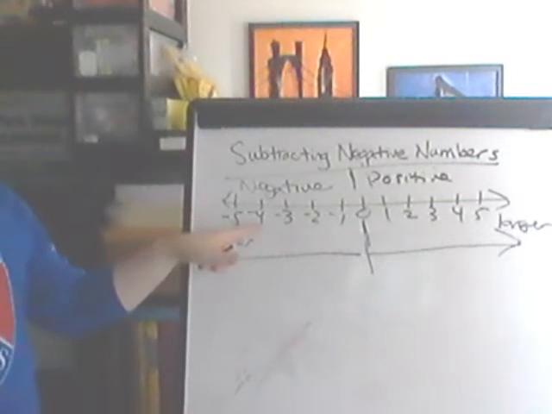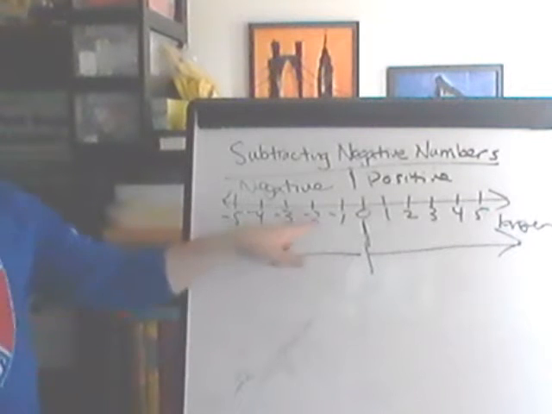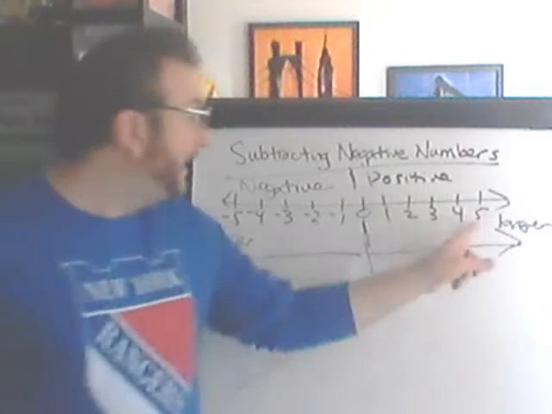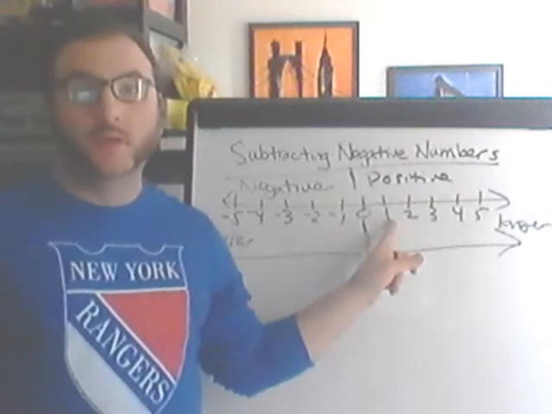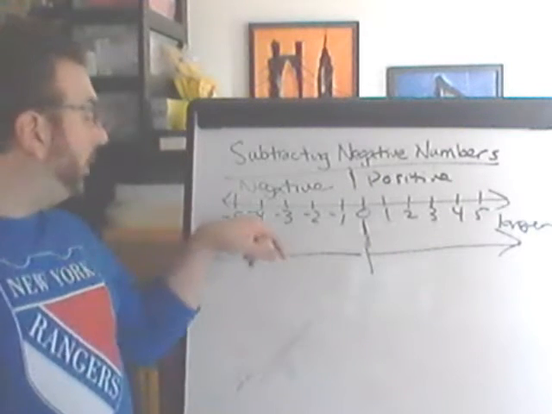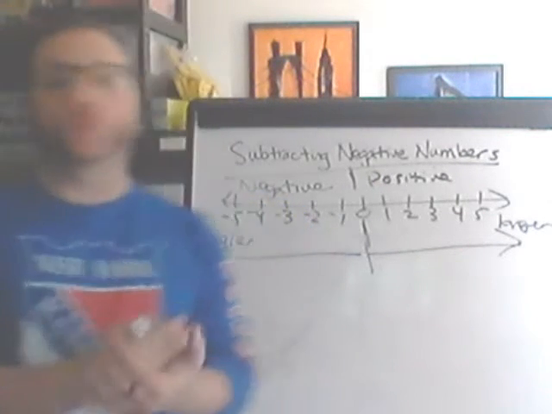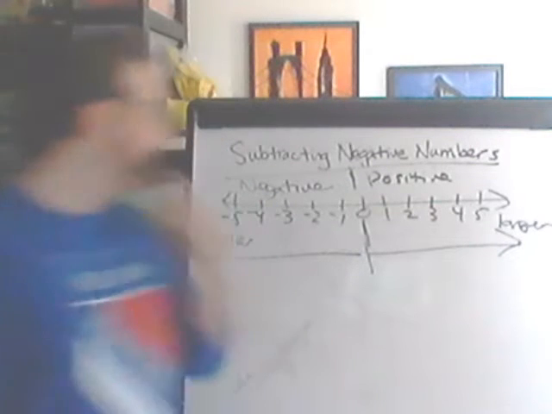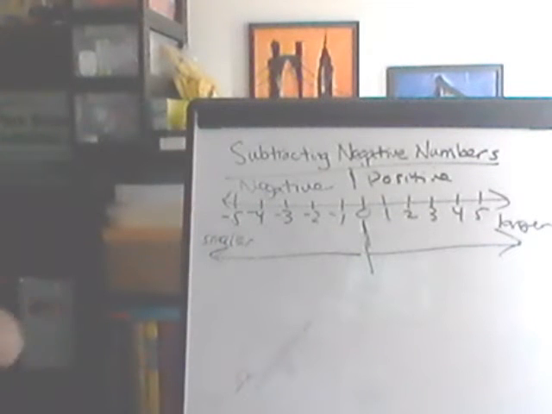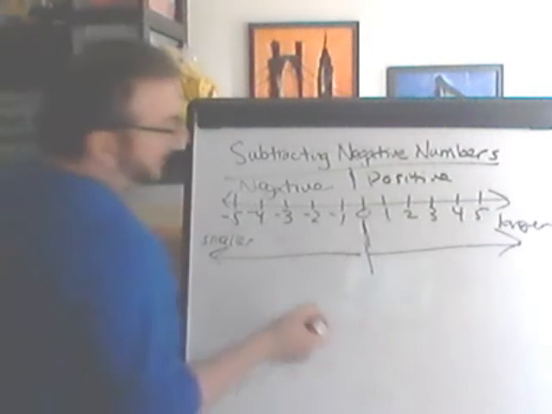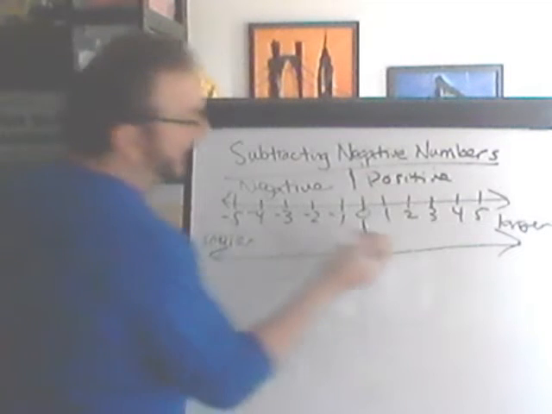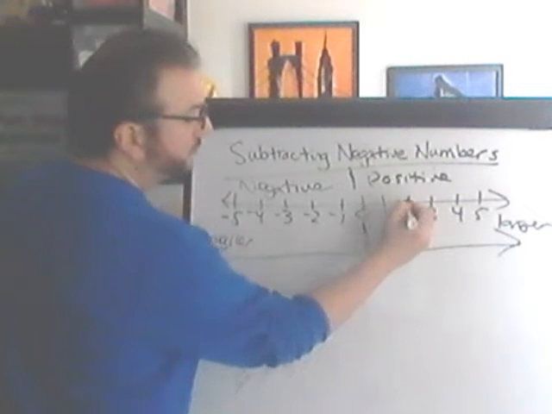So -4 is smaller than -1. Even though 4 is larger than 1 on the normal, on the positive side, 4 is smaller than 1 on the negative side, because that minus symbol makes all the difference. Okay? All right. Let me show you what I'm talking about. Let's say that I plotted a dot on +2. Okay?